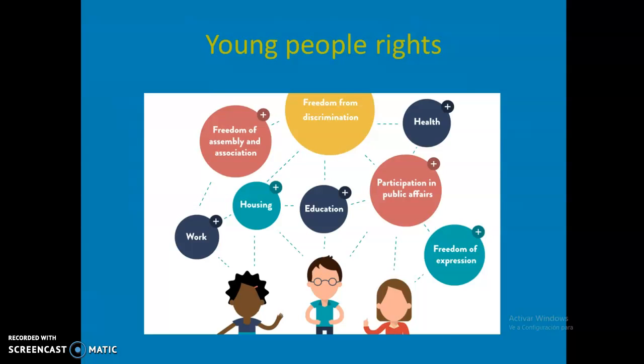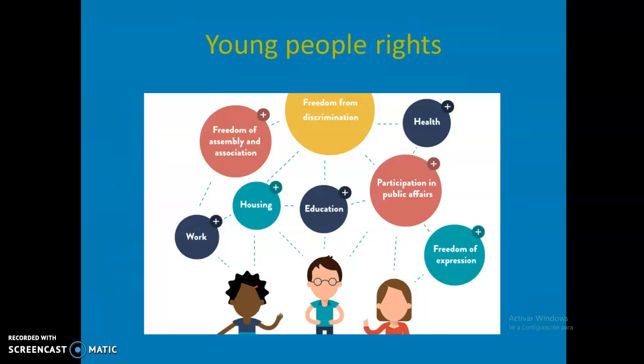So, before we check the comparative, we're going to identify some of the young people rights. We can see in this graphic organizer some of the young people rights. For example, work, housing, education, freedom from discrimination, health, participation in public affairs, freedom of expression, and others.